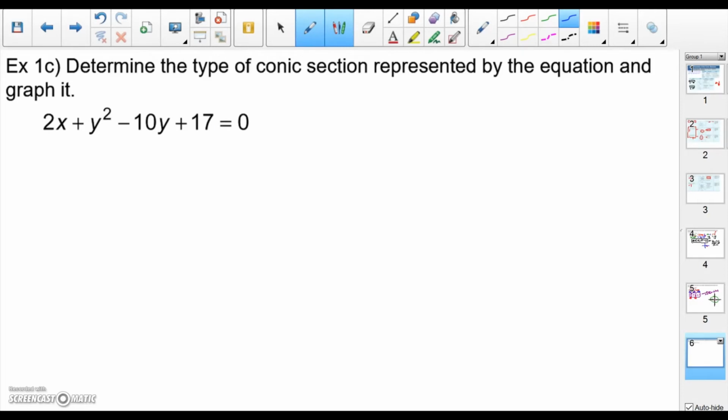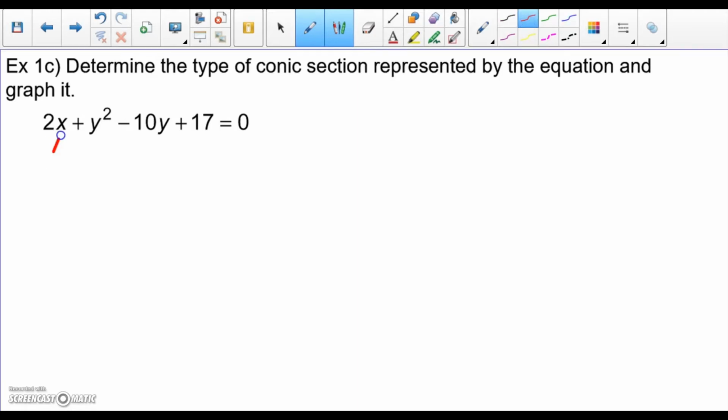Example 1c, determine the type of conic section. So when I look at this one, the first thing that I notice is that there's no x squared term. There's an x term and there's a y squared term. So it looks like it's going to be an x equals y squared. It looks like it's going to be a parabola to me. That's what I would guess before I even start.